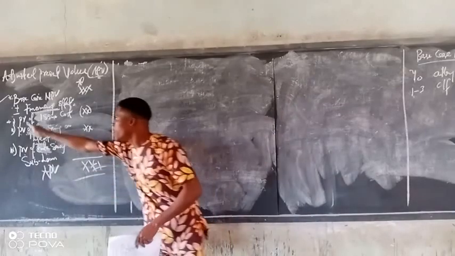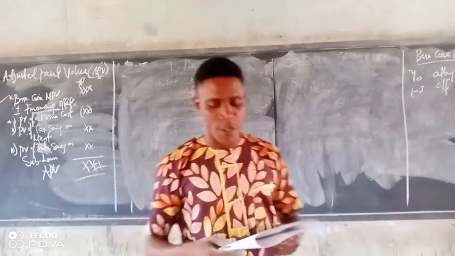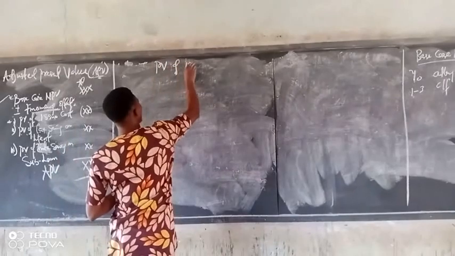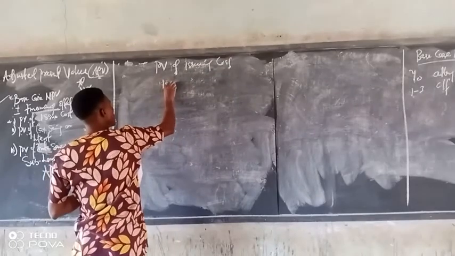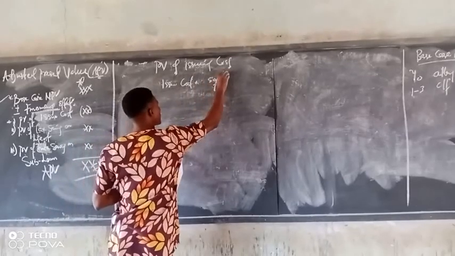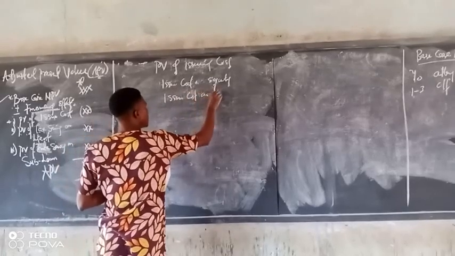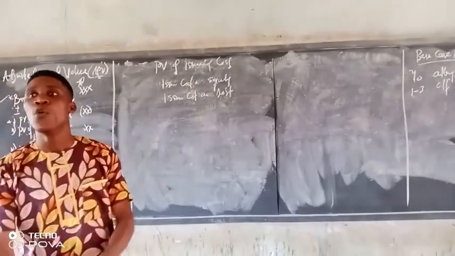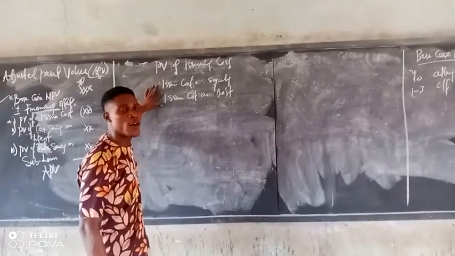In fact, I call it the PV of issuing cost, or issue cost. It could be issue cost on equity or issue cost on debt, because these are the two major types of finance that you are doing, either equity or debt. In raising equity, you may incur some cost. In raising debt, you also incur some cost.